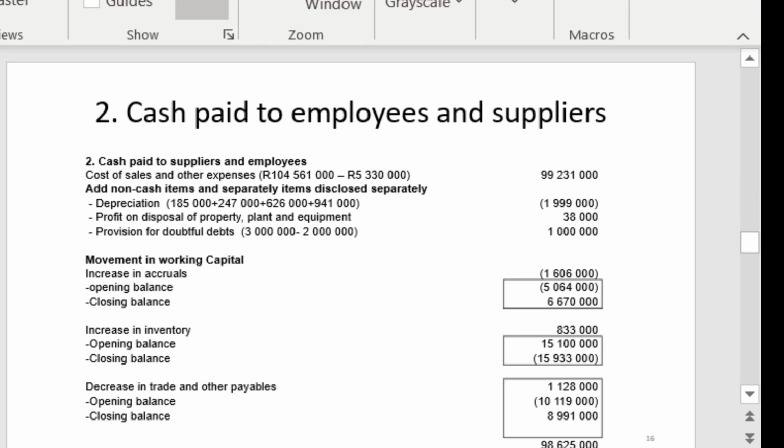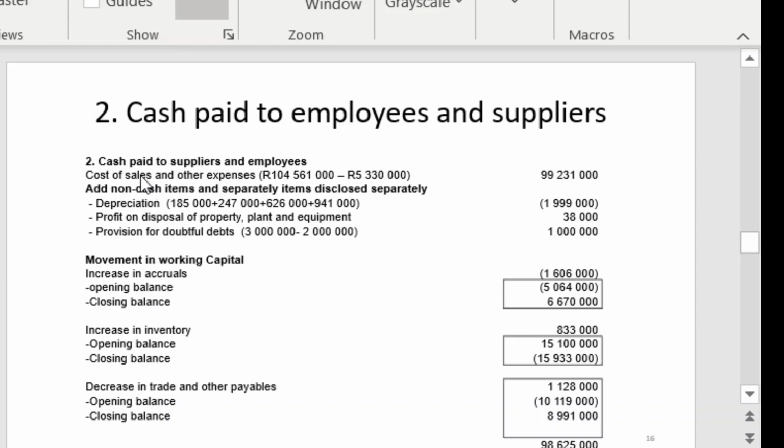Now let's look at calculation number 2, cash paid to employees and suppliers. Before we look at the amounts, first thing first, you need to know what comprises cash paid to employees and suppliers. You need your cost of sales and other expenses. Once you've got those amounts, then you need to add your non-cash items. Then lastly, you need to take into account the movement in working capital. What is important is that with regard to the movement in working capital, trade and other receivables is not taken into account here because it has been taken into account on cash received from customers.